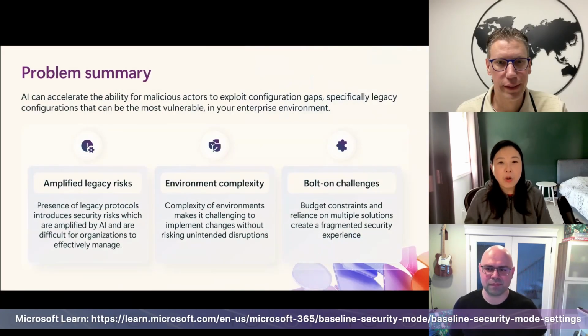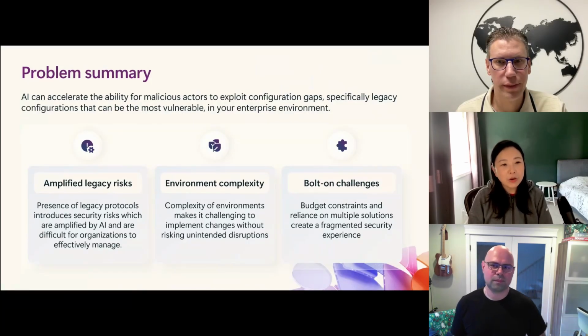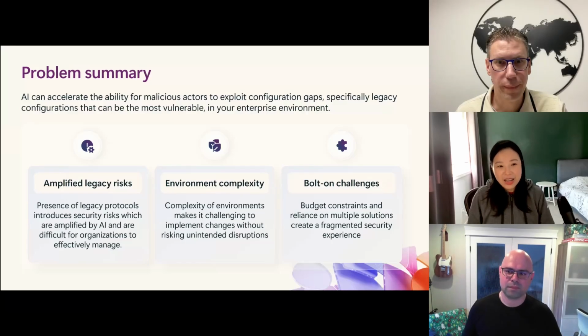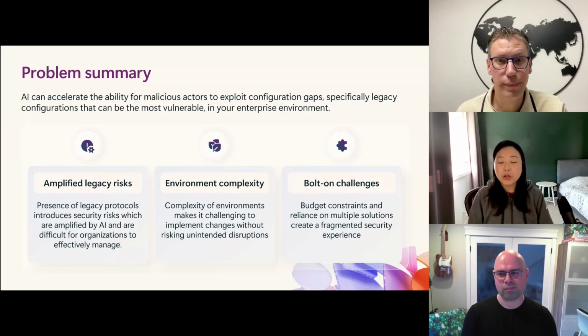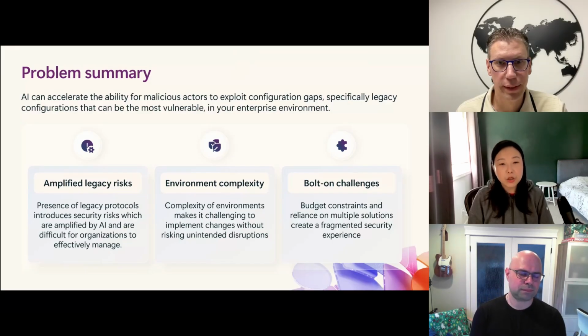So I'll talk a little bit about the problem summary that we're facing and why we announced Baseline Security Mode. As you know, AI is everywhere, and AI can accelerate the ability for malicious actors to exploit configuration gaps. And we're talking specifically legacy configurations that can be the most vulnerable. So we're talking about three big problems that we're trying to solve, which are amplified legacy risk, environment complexity, as well as bolt-on challenges.